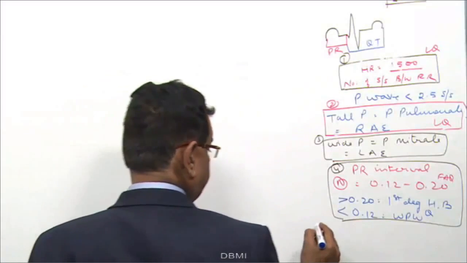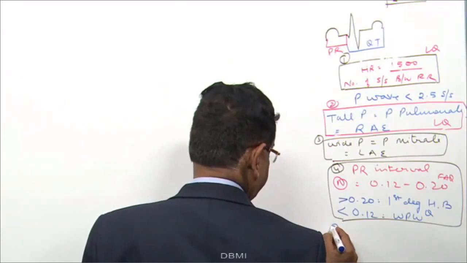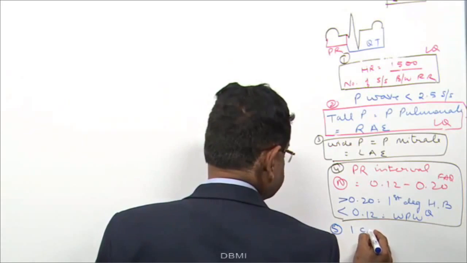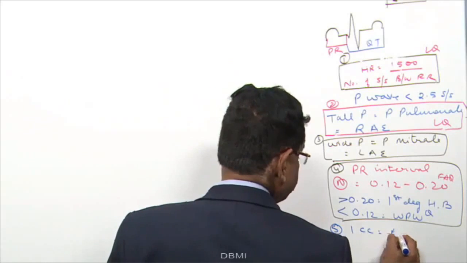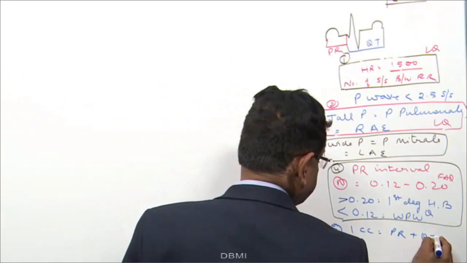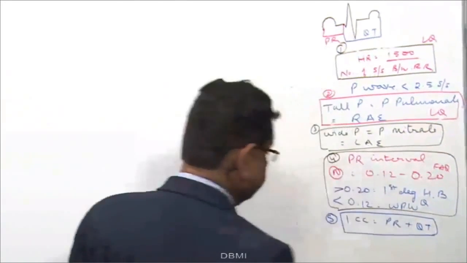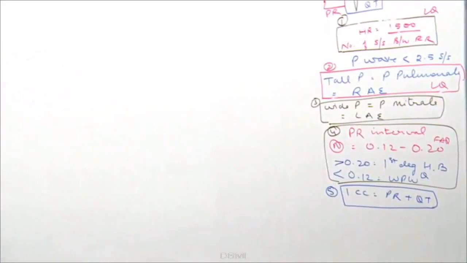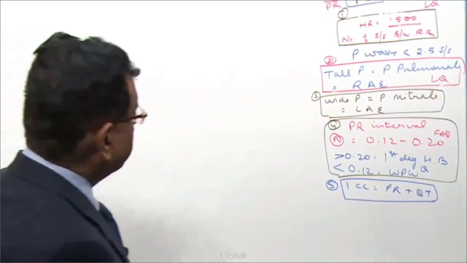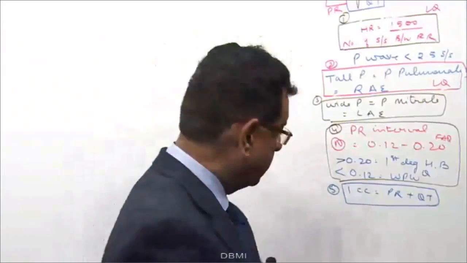So the box number 5. Box number 5. One cardiac cycle is equal to PR plus QT. PR plus QT is one cardiac cycle. Okay. Now we talk about QT interval.